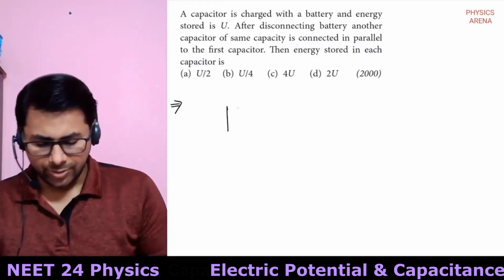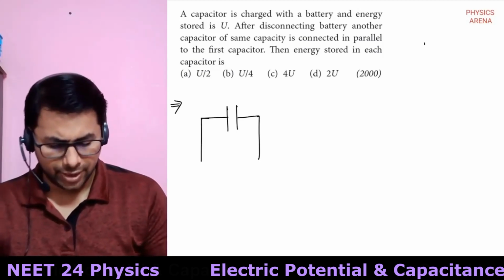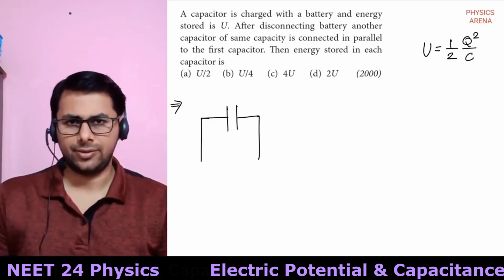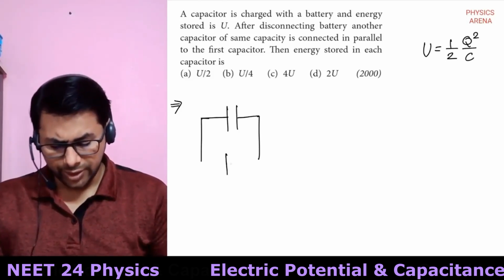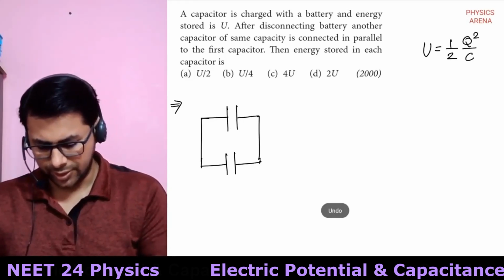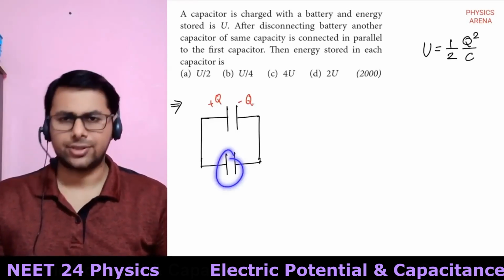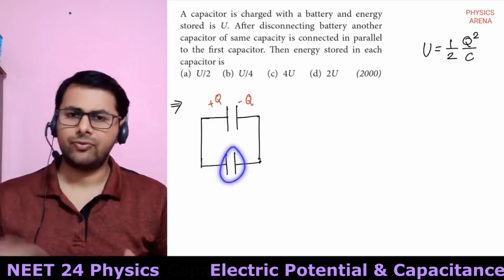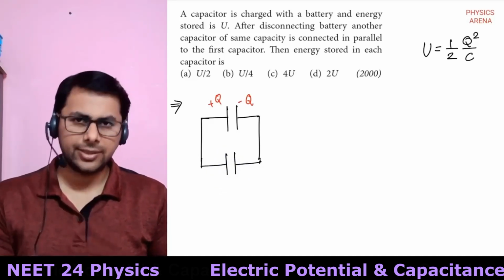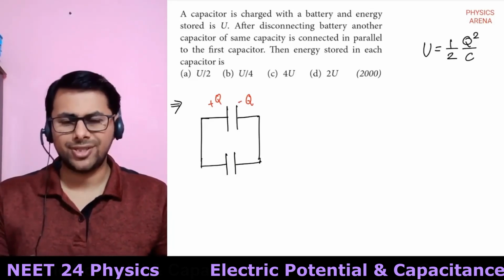Okay. When you charge the first one with a battery, the energy stored will be equal to half of Q square by C. Now you connect another capacitor. This one is charged, with charge plus Q and minus Q. This is uncharged. When you connect them together, the second one will get charged. So the charge on the second one will increase, the charge on the first one will decrease. What about the total charge?